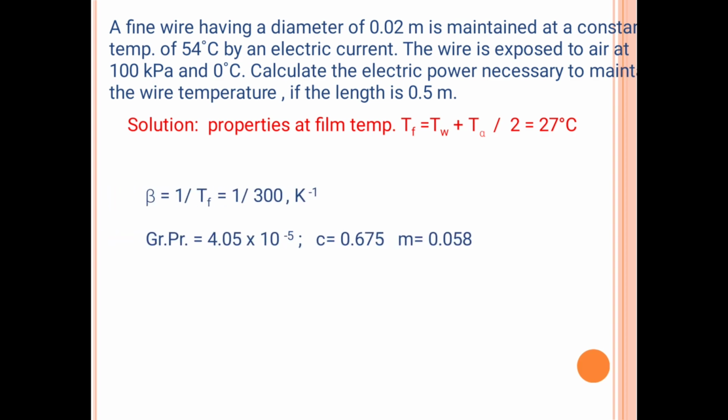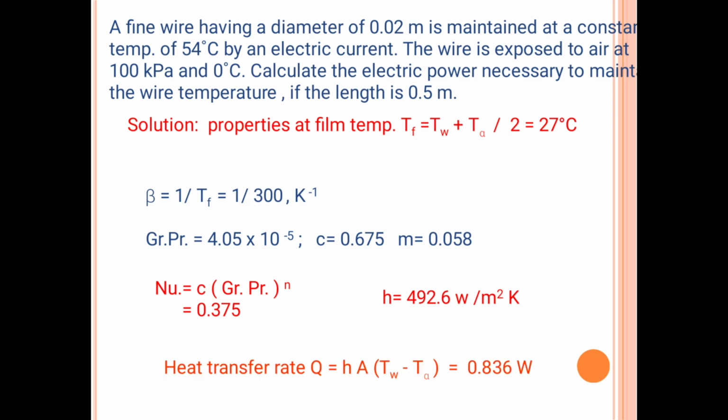Next we can find the coefficient of expansion, and the Grashof number into Prandtl number value will be 4.05 into 10 to the power minus 5. From that we find the Nusselt number, C into Grashof number to the power n. The value will be 0.375 and the heat transfer coefficient H is equal to 492.6 watts per meter square Kelvin. And the heat transfer Q is equal to H into A into delta T. The value will be 0.836 watts.